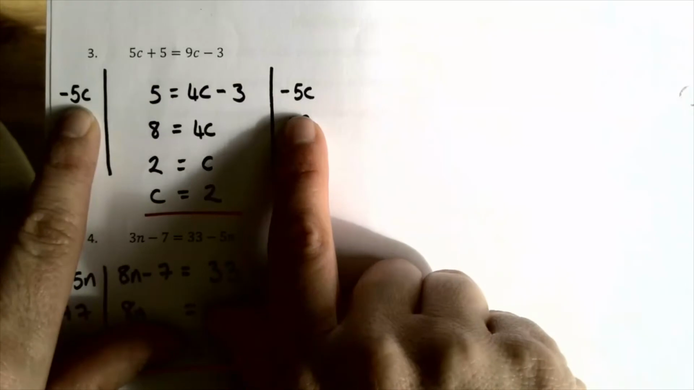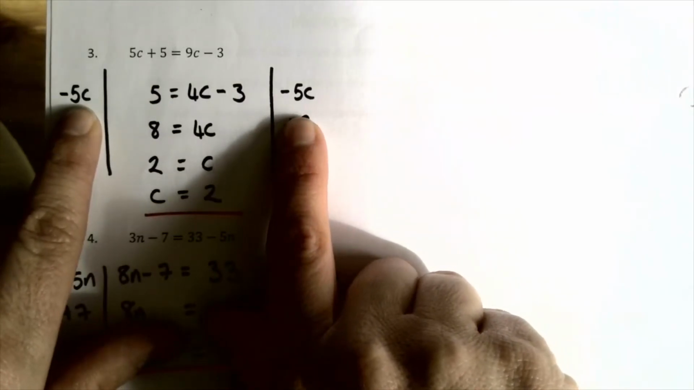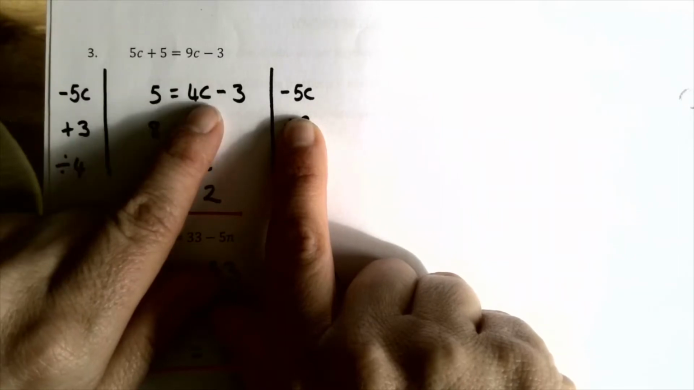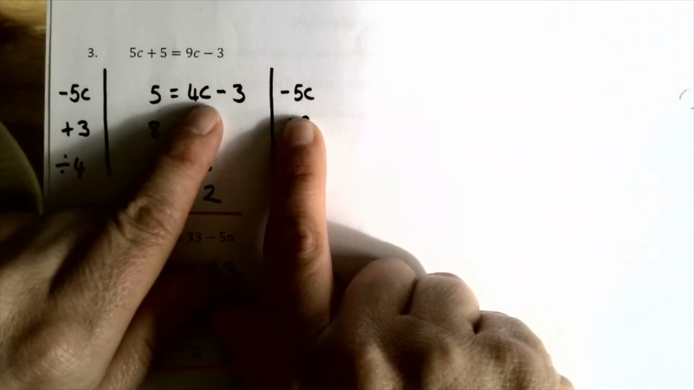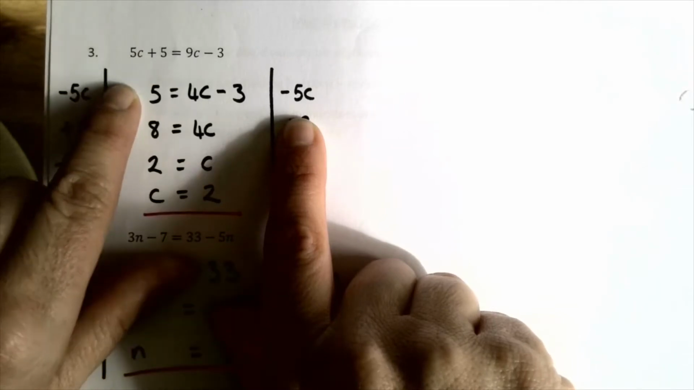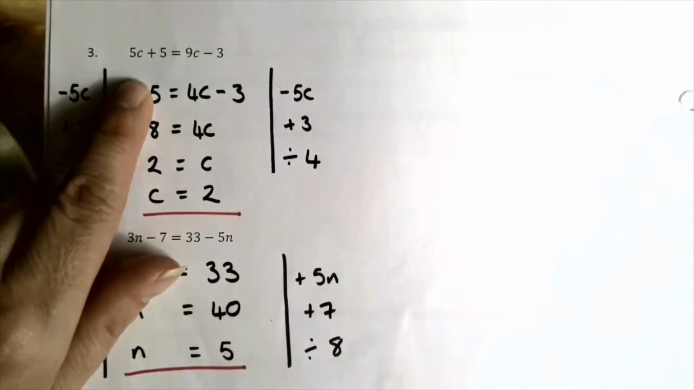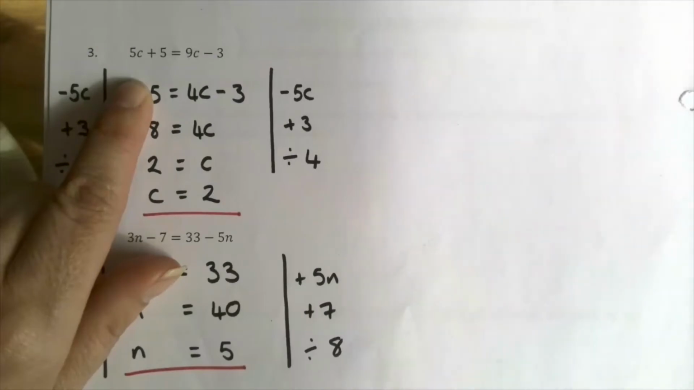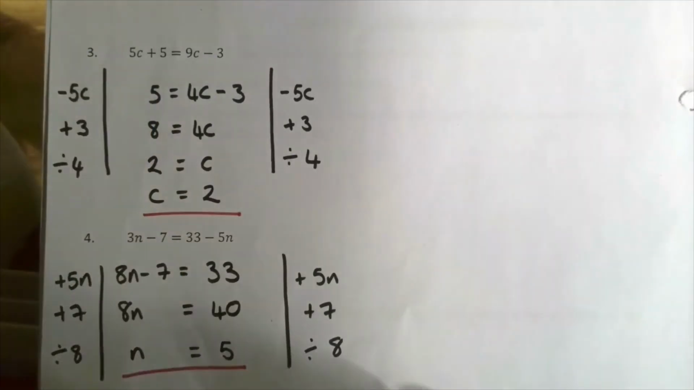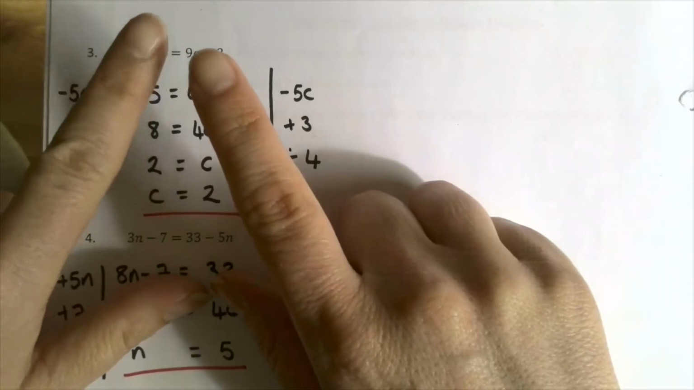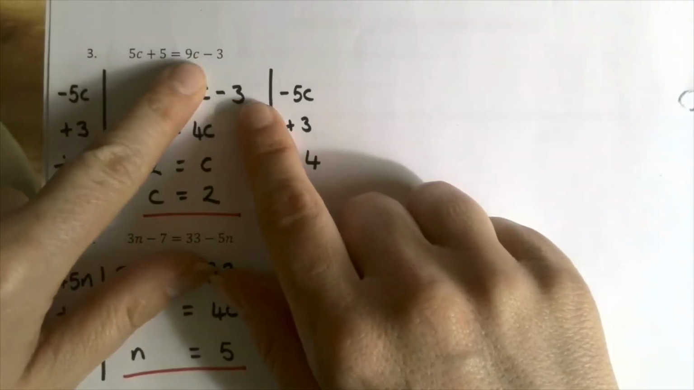I opted to take 5c away from both sides because I knew I was going to end up with a positive number of c's here. Whereas if I had decided to take away 9c from both sides, I would have had 5c take away 9c. It would have had minus 4c over here, and it just would have been messy. It would have been more difficult for me to solve, because we would have ended up with a lot of minuses. Okay, so general rule, try and gather your letters on the side where you have the bigger number of them.